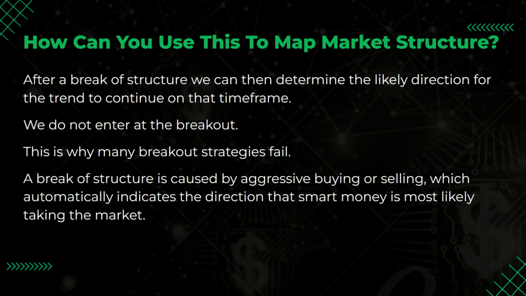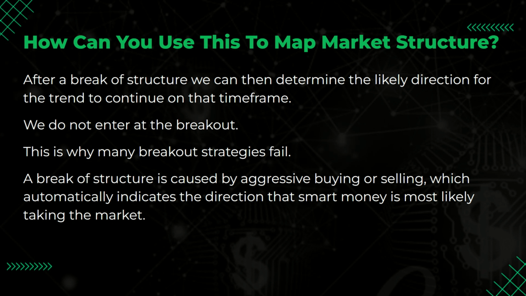This is why many breakout strategies fail, as you'll see as we actually go through our different scenarios, and then in the next video in the live chart walkthrough, I think you'll start to see why breakout strategies fail. And so finally, a break of structure is caused by aggressive buying or selling, which automatically indicates the direction that smart money is most likely taking the market.